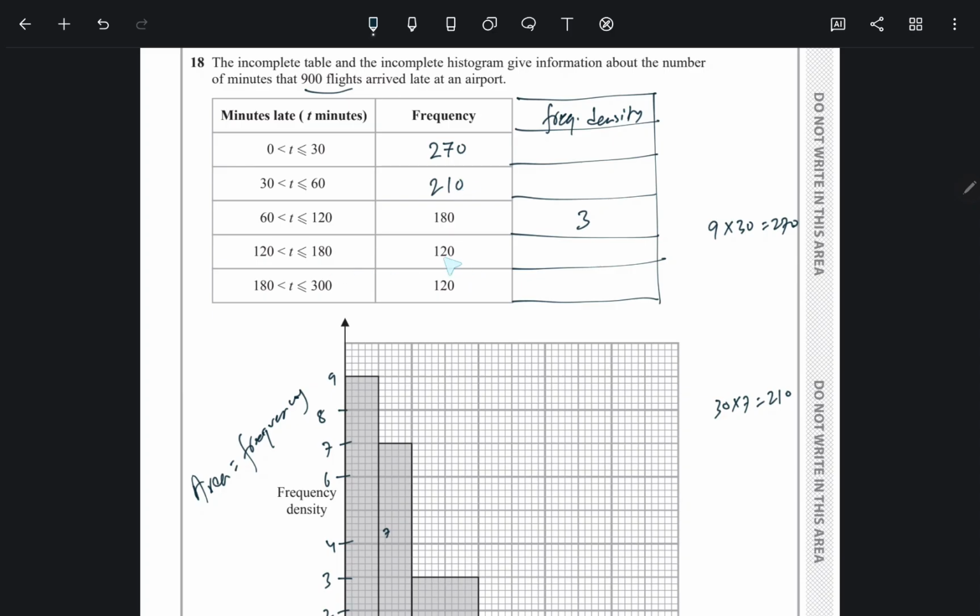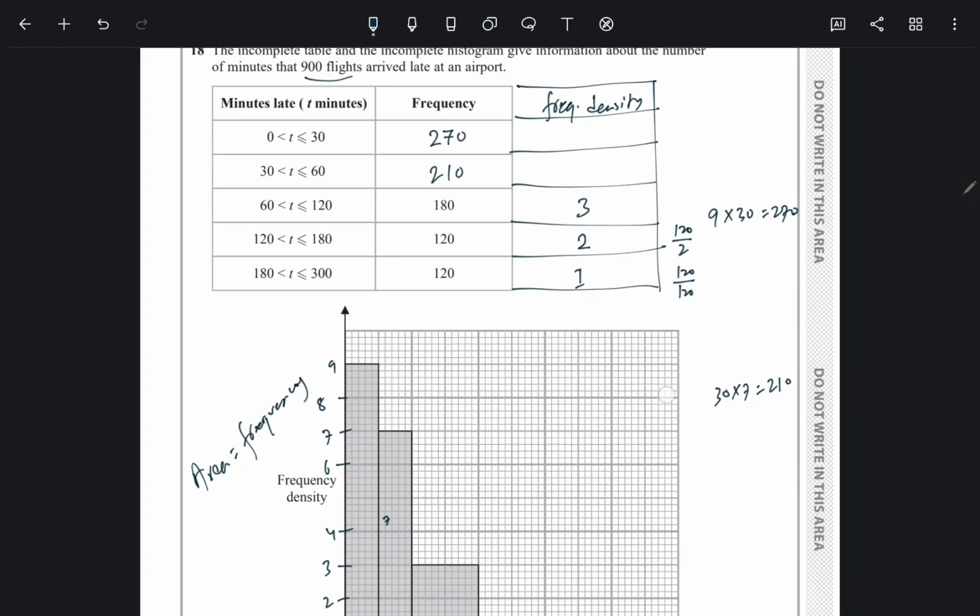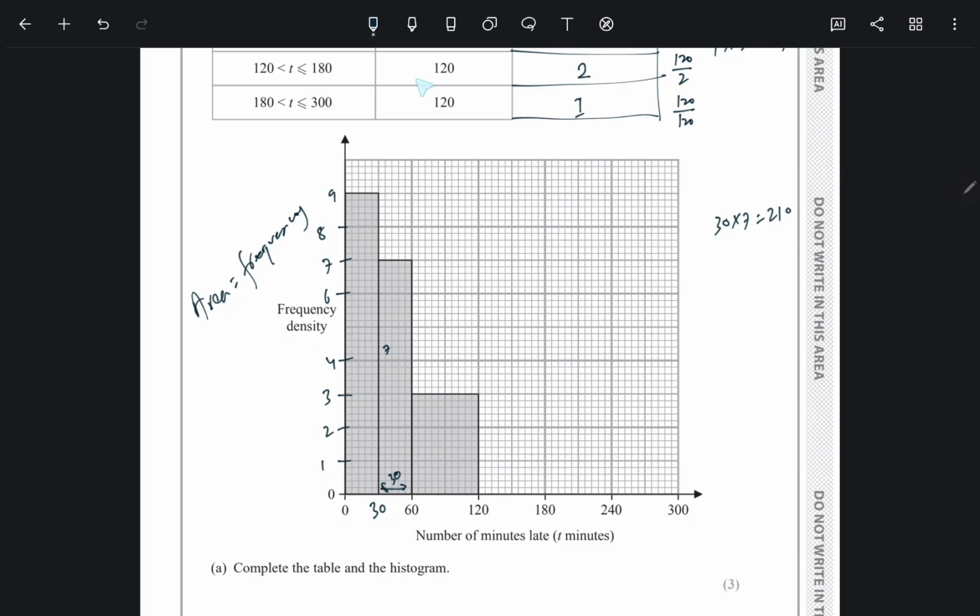Okay, so for this, the frequency is 120 and the class width is 60. So that's going to be 2. 120 by 60 is 2. And here the frequency is 120 and the class width is 120. So that's 120 divided by 120. That's just 1. Okay, so for 120 to 180, we have a frequency density of 2, and from 180 to 300, we have a frequency density of 1. So that's 1 up to 300. And that's our complete histogram.